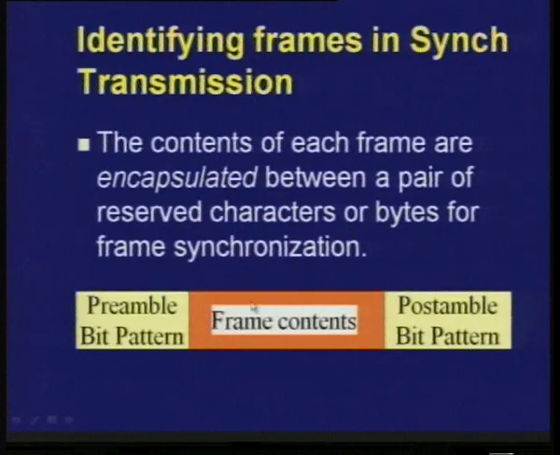Welcome back after the break. So we are talking about identifying frames in synchronous transmission. As I said, you have the frame contents, and to the frame contents we add some bit pattern at the beginning and some bit pattern at the end in order to identify that there is a frame. The bit pattern added at the beginning is called a preamble bit pattern, and the one added at the end is called a postamble bit pattern. So let us look at how this gets done. There are different mechanisms by which you can do this framing.